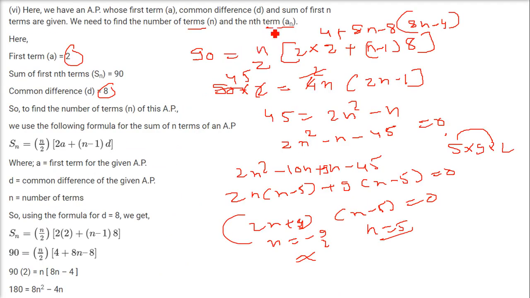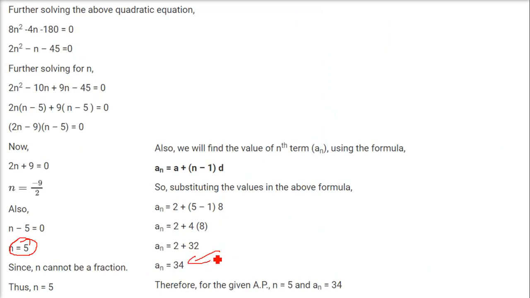But one more thing we have to find out is the nth term. So an, that is a5, we have to find. This will be a plus 4d, right? So what is a? 2 plus 4 into d, that is 8 times 4, so the term will be 34.